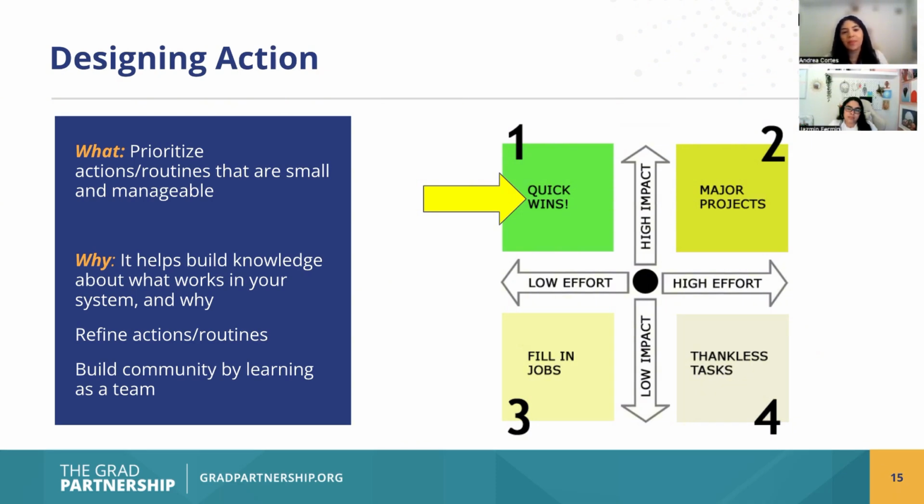Why didn't it work? Also, when we engage in learning about these quick wins, these small actions, these routines, it builds community on our team by learning together. So we engage in that learning and we do all of that work and we are able to calibrate on what is a good action to take.